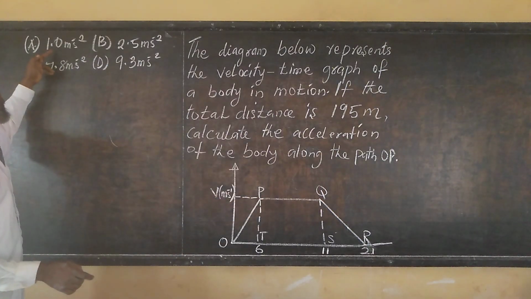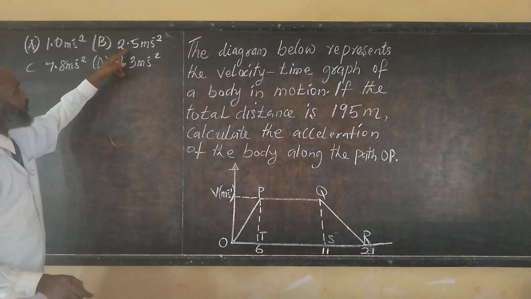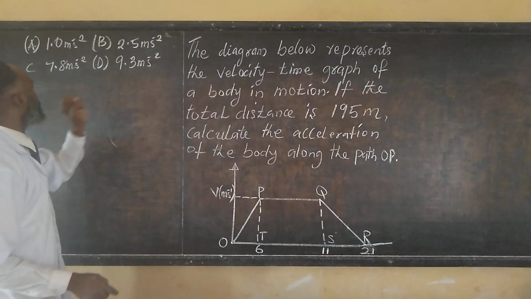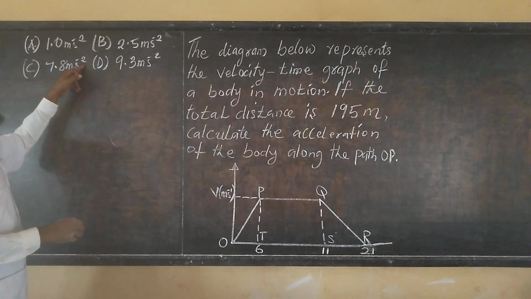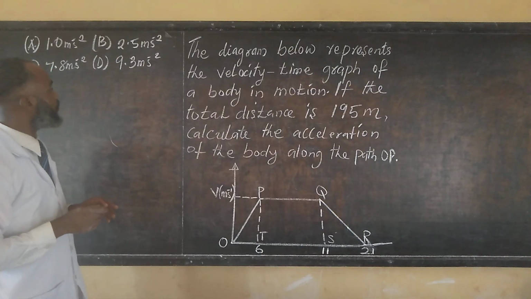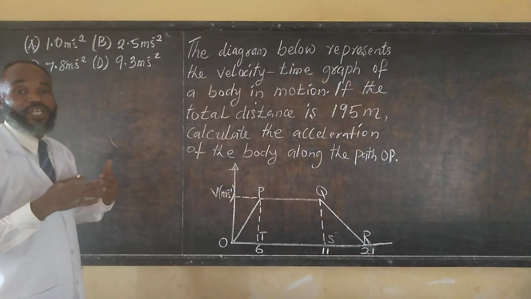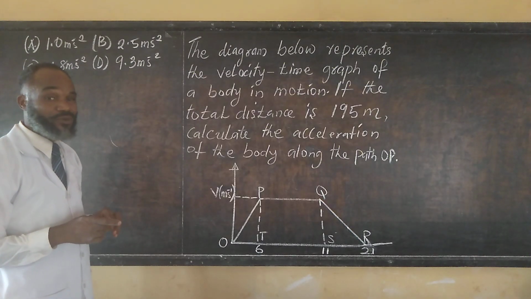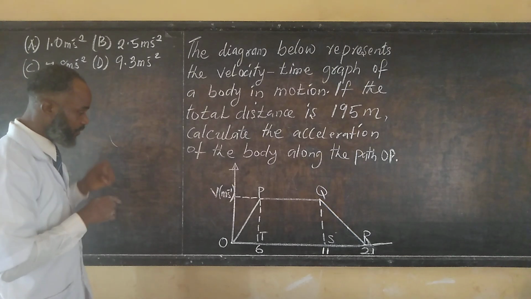And we have options. Option A is 1.0 meter per second squared. Option B is 2.5 meter per second squared. Option C is 7.8 meter per second squared. And finally, option D is 9.3 meter per second squared. We don't really know the suitable option until we solve it. So let's go into solving now.